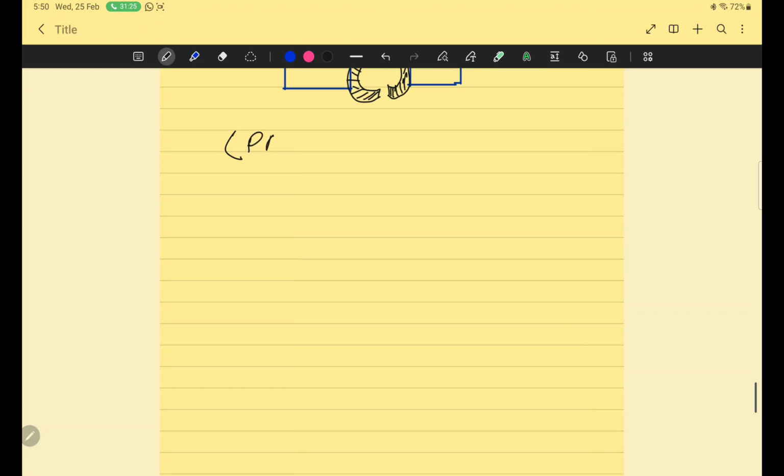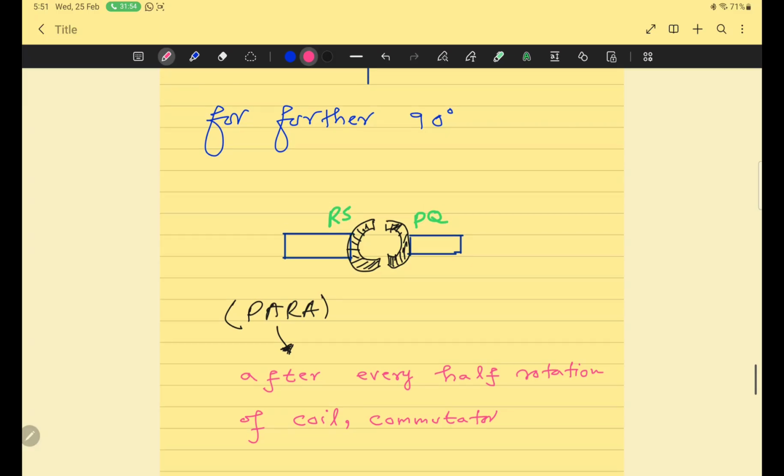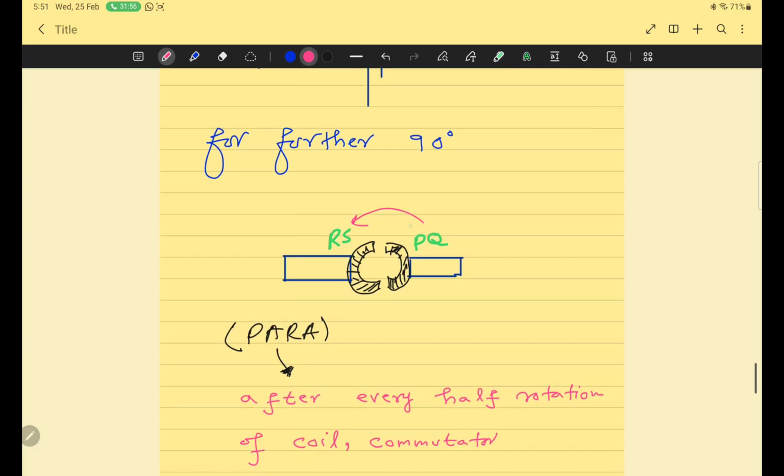Now you have to memorize this paragraph. This paragraph is important, which I am writing now. After every half rotation of the coil, the commutator interchanges its position.